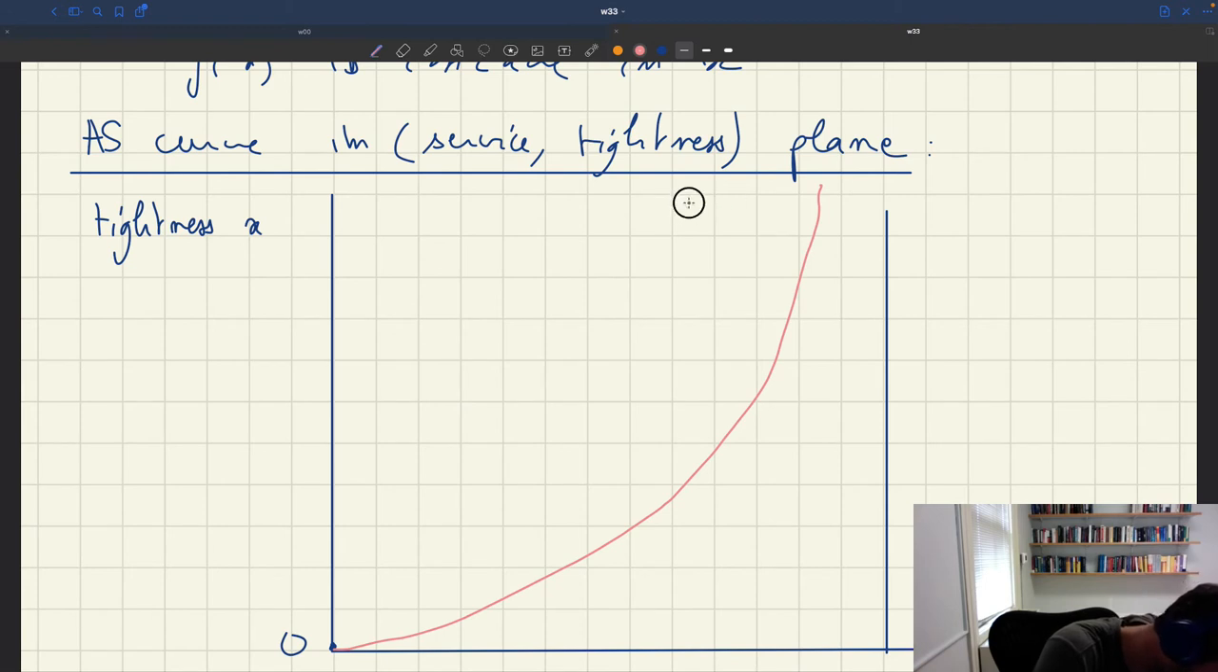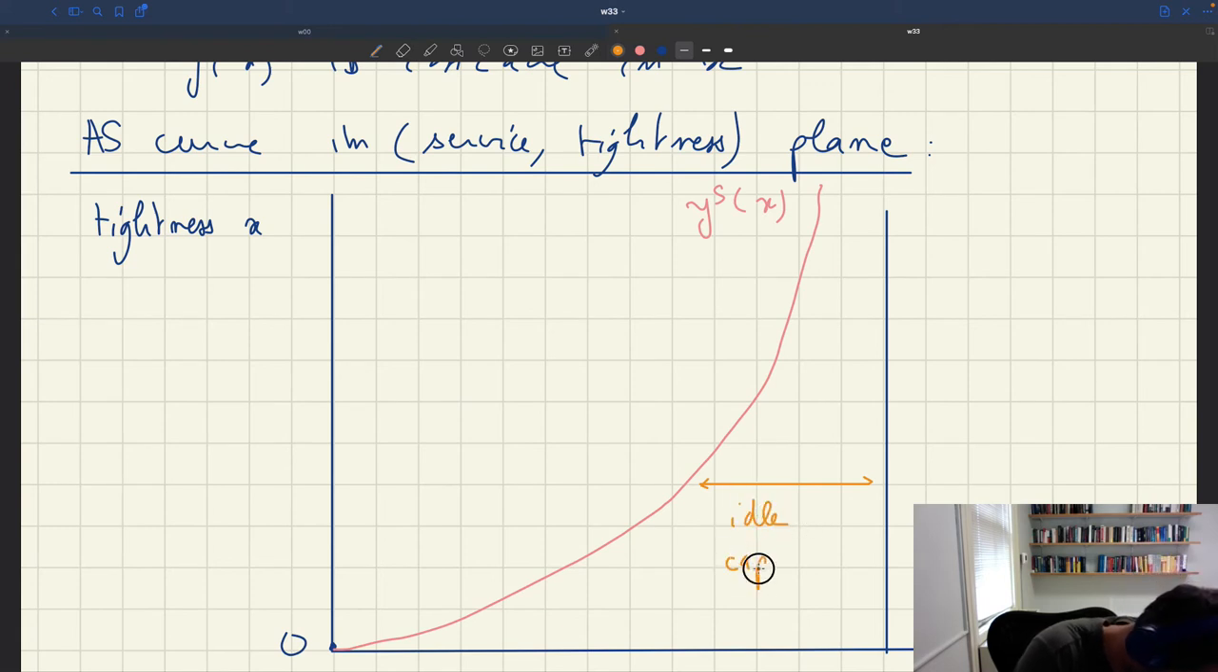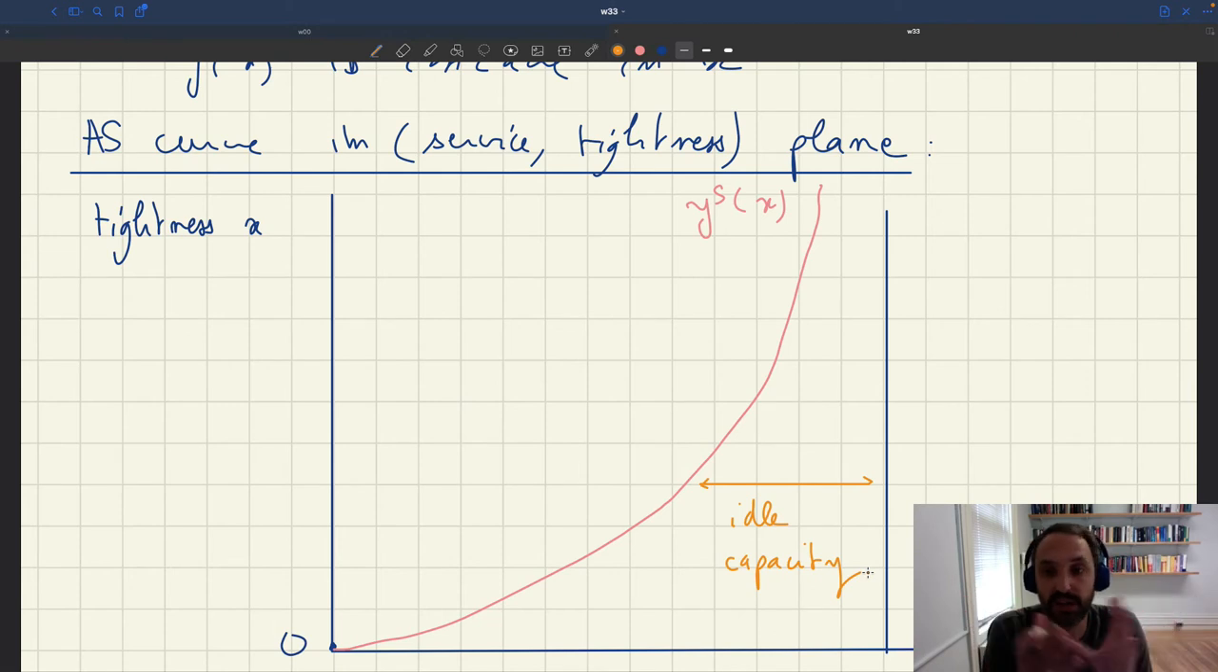Okay, and so this is just y s of x. That's our aggregate supply. And so a couple of things that we can represent here. First of all, what we notice is that the aggregate supply curve is strictly less than the capacity. So this quantity here, the gap between capacity and the aggregate supply, is just idle capacity, which is the equivalent of unemployment in our one market model. But so here you see very clearly idle capacity.